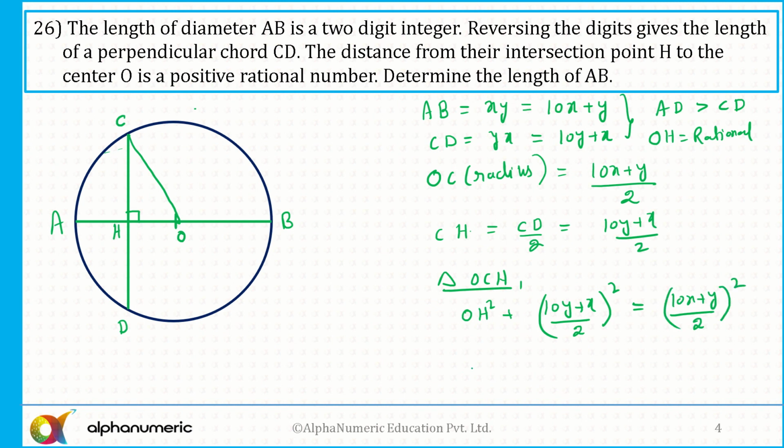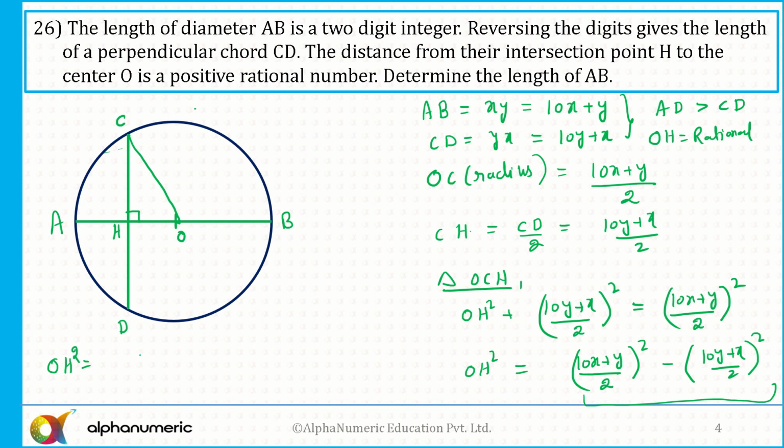Now I need to simplify this. So what will I get here? I need to find the value of OH squared. You can see that it is equal to 10x plus y by 2 whole squared, minus 10y plus x by 2 whole squared. Now this equation is in the form of a squared minus b squared, and a squared minus b squared is always equal to a minus b into a plus b. In each case the denominator is 2, and 1 by 2 squared is 1 by 4, so I can take 1 by 4 outside.